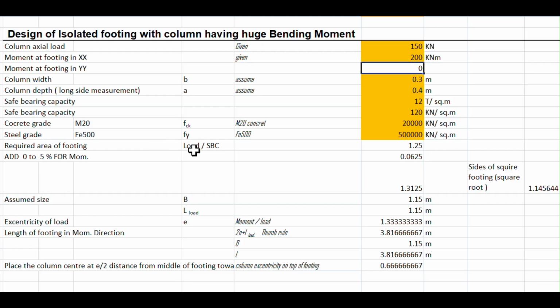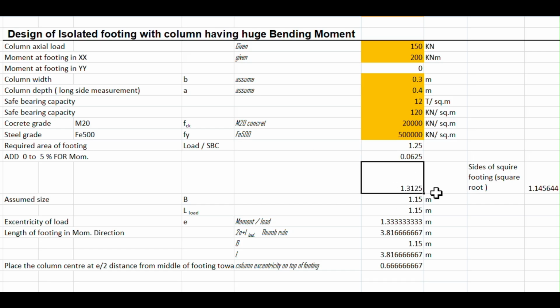Required area for footing is nothing but the load by safe bearing capacity. This is load by safe bearing capacity. Load means the 150 kilonewton, by safe bearing capacity, which is 12. This divided by this is this much. This calculation has been done by the Excel by itself. So this is the area required for the footing. Add 5% for any deviation. This total area required is this much.